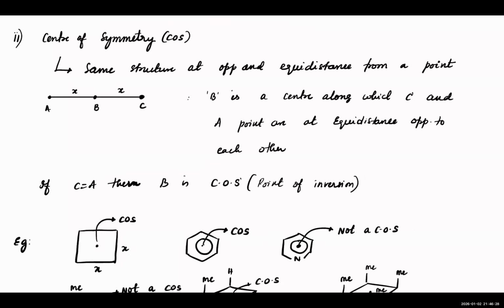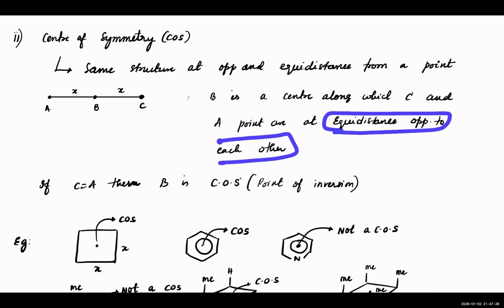Next one is center of symmetry. As it comes to center of symmetry, what you need to notice is that they will have a same structure at opposite and equidistance from a point. Okay? Which means you have to decide a point on a molecule. From that point, if you go to any particular direction and you find some element here or some molecule here, some species here, the same species has to be repeated exactly in the opposite direction of the same distance, equidistance. At the equidistance, if the same molecule, same species is repeated, then that position, that point from where you started is called as the center of symmetry. Okay. B in such case will become center of symmetry. Okay. For C and E point. Okay. Which are at equidistance and opposite to each other. Clear?